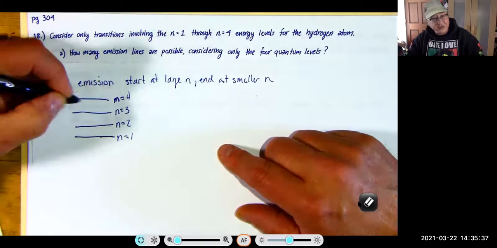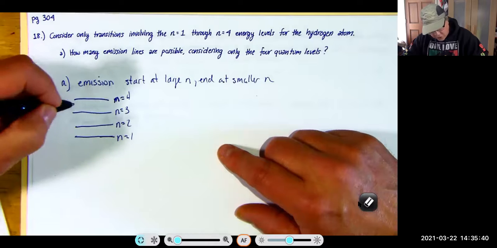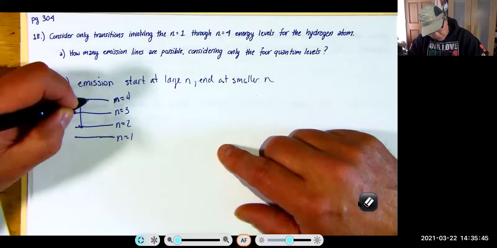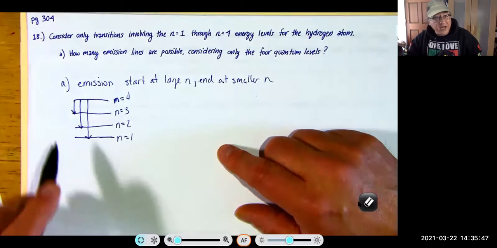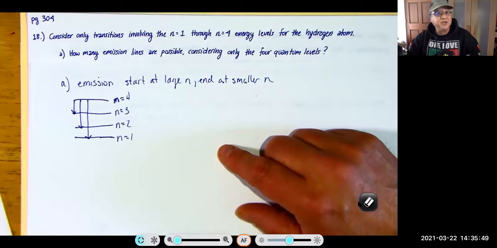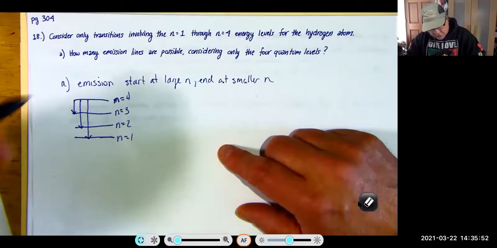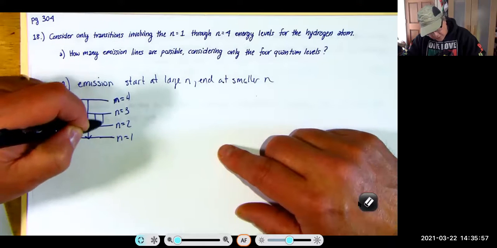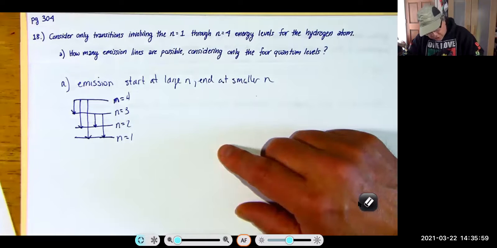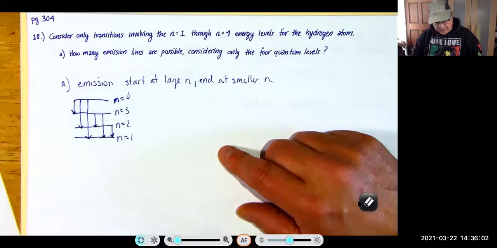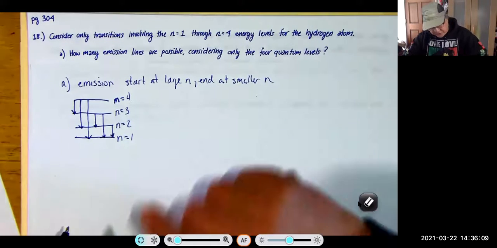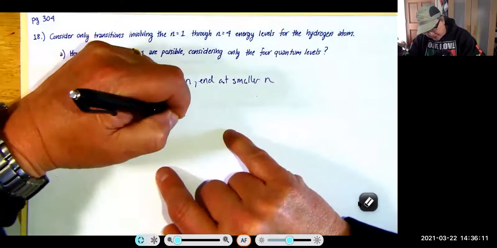So let's look at the emissions. I'm going to go ahead and start at 4. You could go from 4 to 3, 4 to 2, or 4 to 1. So each one of those lines represents a different emission. You could start at 3 and go to 2, or 3 and go to 1. That's 2 more. Or you could start at 2 and go to 1. Now, why don't I have any arrows going up? Because that would be absorption. And we're only doing emission. So there are 6 lines possible.